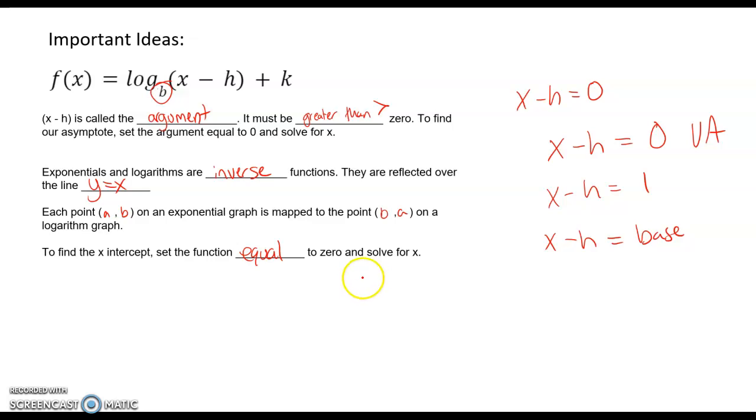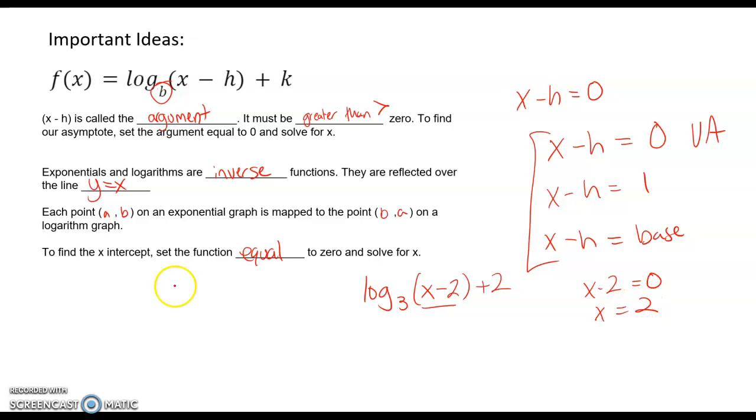So whatever number is your base, I want you to set it equal to those three things, because these are real simple. Let's say I have the log function of base 3 of x minus 2, plus 2. And I want to graph that function. I'm going to use these three to get me 3 easy points: the vertical asymptote, the first point, and the second point. So the first one, I'm going to set my argument equal to 0. x minus 2 is equal to 0. When is that true? When x is 2.